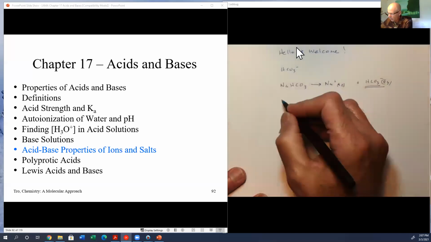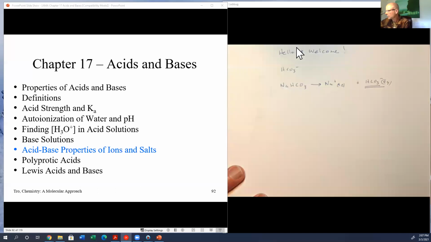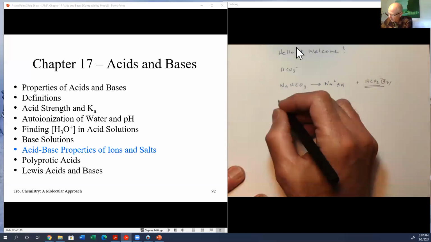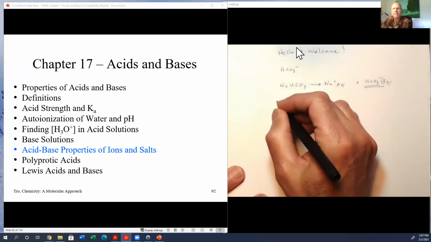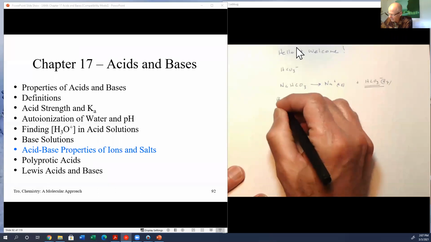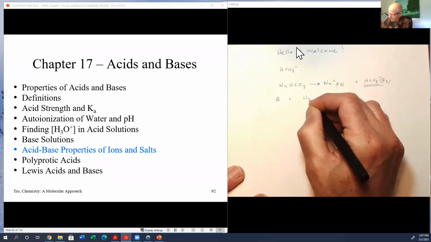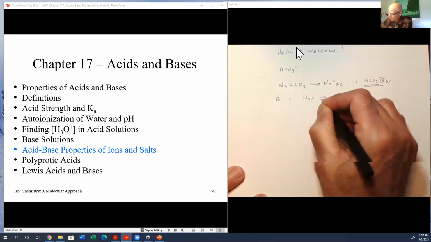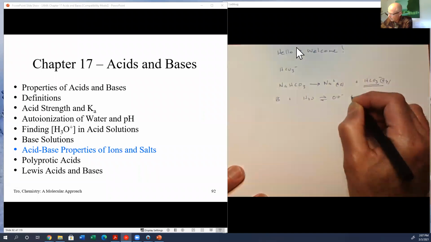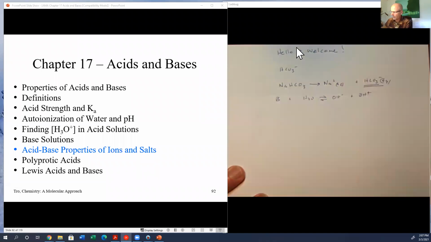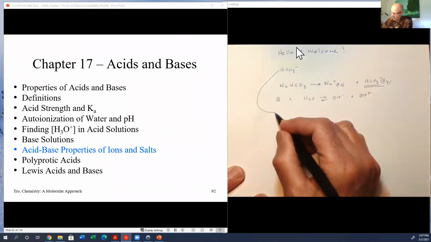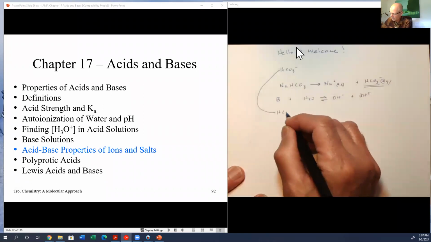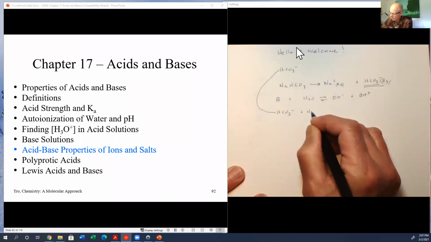And do you remember our weak base equation, right? Number 2 of our two very, very important equations. When you have a base, it reacts with water, and it's in equilibrium with OH minus plus BH plus, right? So the bicarbonate ion follows this pattern, HCO3 minus plus H2O.